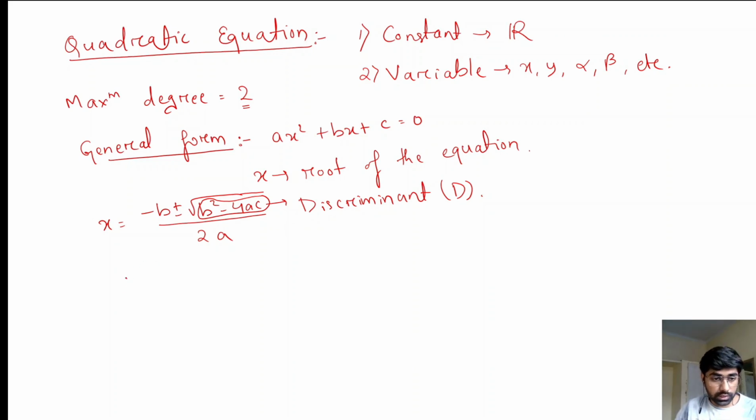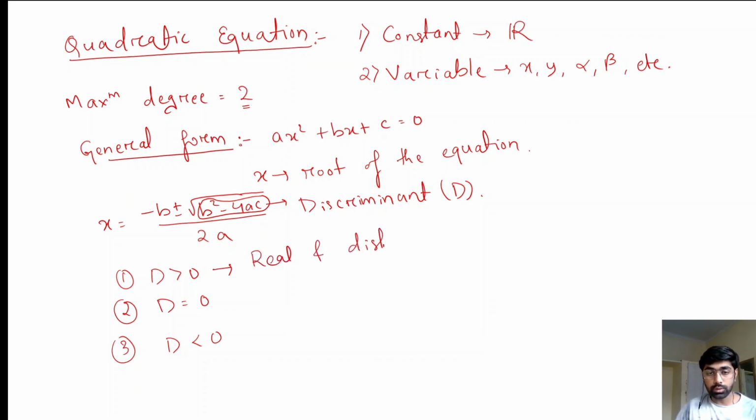And for this, we have three cases. First one is D strictly greater than 0, D equals to 0, and third one is D strictly less than 0. In the first case, suppose that the value of discriminant is strictly greater than 0. Then the square root of a strictly positive number is again a real number, and by adding a positive real number or subtracting a positive real number, we will get two real and distinct roots.